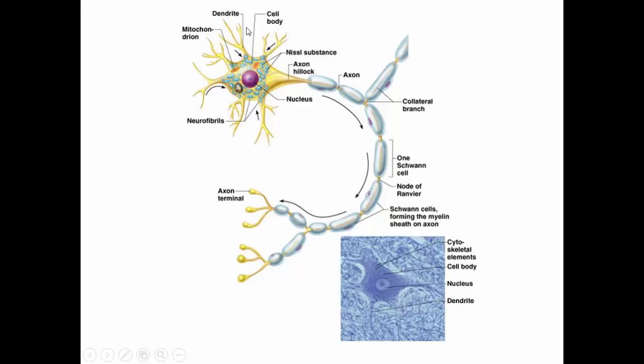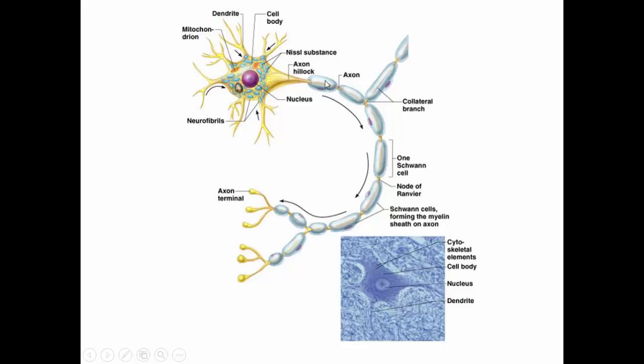So as we look at our neuron, here are the many short branching dendrites. This is going to pick up information. And here's the cell body. Now there is cytoplasm and some organelles in the dendrites and in the axon, but the majority of them are found here in the cell body. This is the axon hillock. This is the place where the axon is attached to the cell body. And here is the axon.